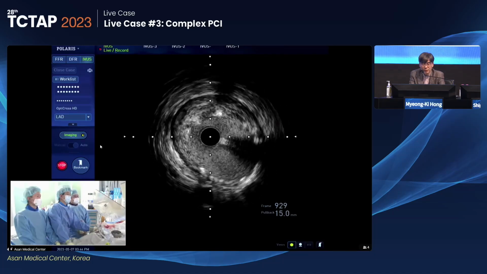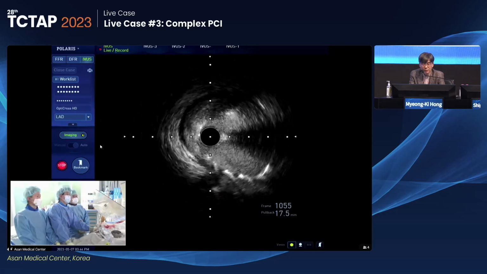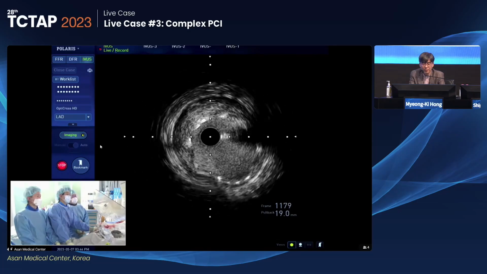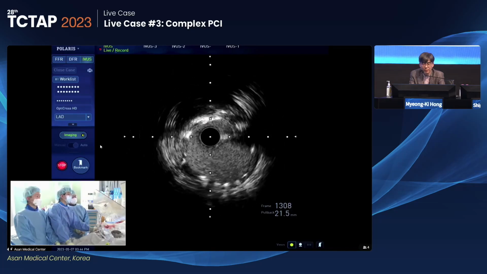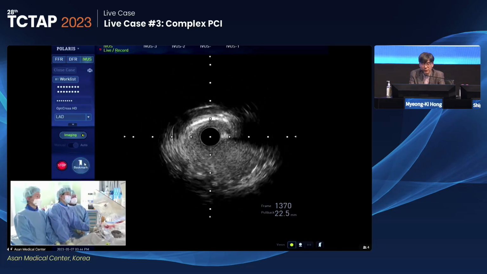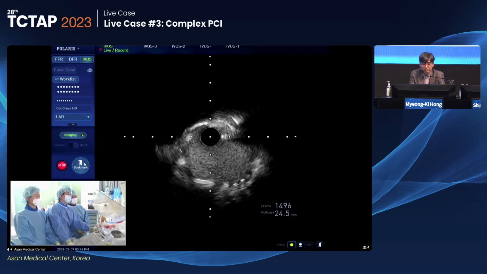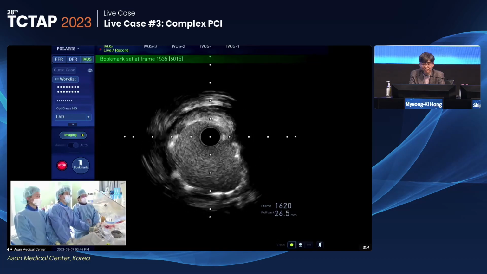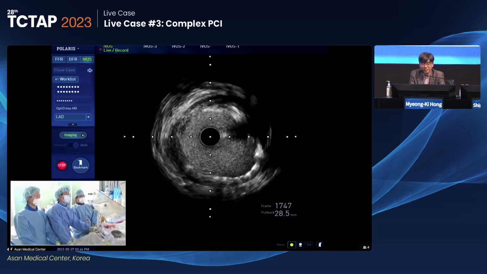Here it is. I applied the 4.0 high pressure balloon up to 20 and 22 atmospheres. For the left main, I applied 24 atmospheres. Much bigger. Huge left main, huge proximal LAD.